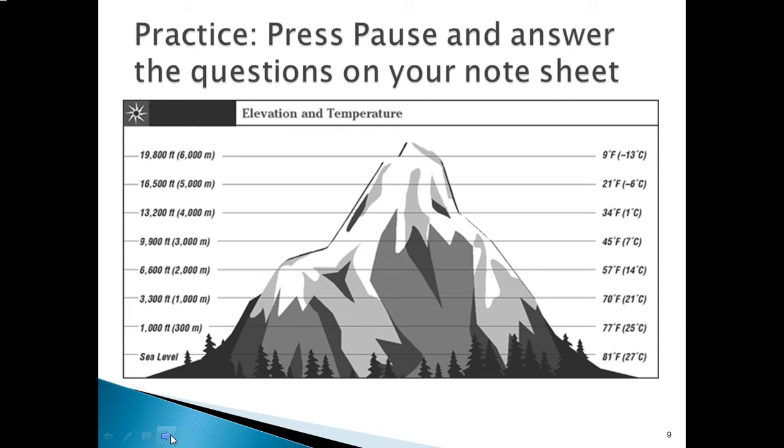Here is a graphic that shows you again elevation and temperature. I've asked you to press pause and answer the questions on your sheet for this particular slide. Please note on this side you have elevation and on this side you have the temperature. We use Fahrenheit in America, so be cautious of that when you're answering the questions.